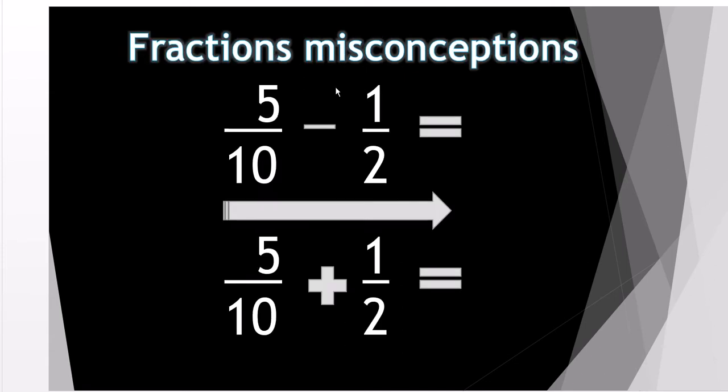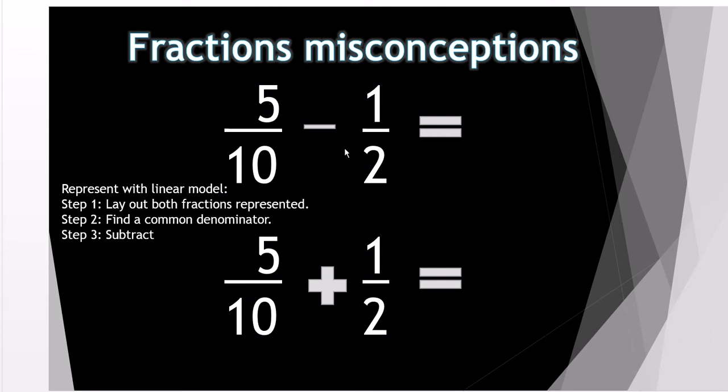There are some fraction misconceptions that I would like to talk about. For example, whenever we have subtraction in fractions, we do not subtract straight across. The answer here would not be 4/8, and the answer here would not be 6/12. What you have to do is first lay out both fractions represented, because today we are using representations, and find a common denominator, and finally the last step is to subtract.